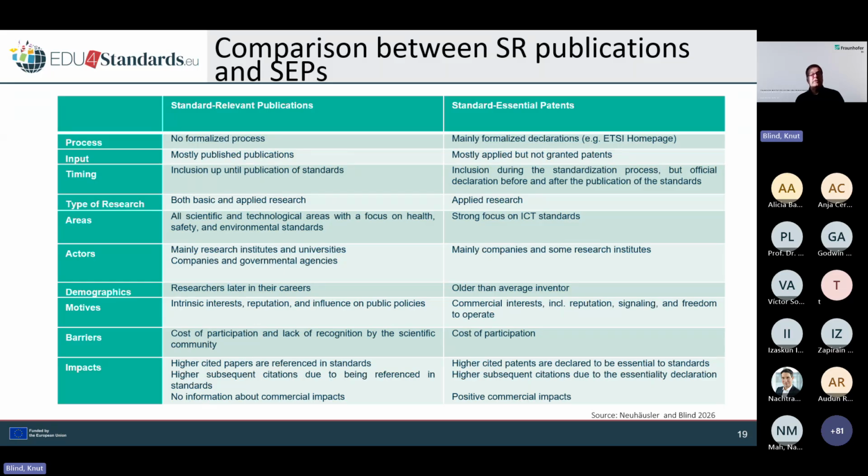The problem is a little bit that it's not only the cost of participation in standards bodies, but also there's a lack of recognition to be involved. However, you see similar patterns, not as strong as for standard essential patents. That means higher cited papers are referenced, and the referencing pushes the citations, but not so strong. And there's no information about commercial impacts, which we know.